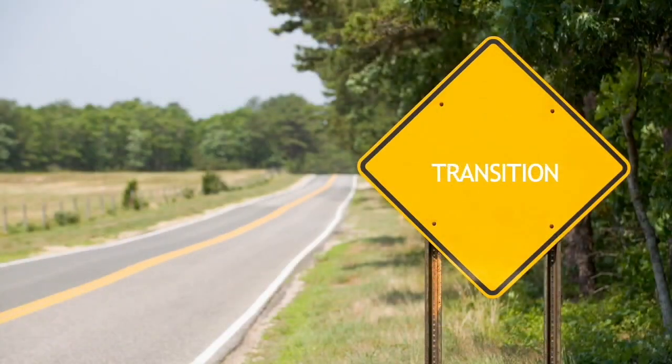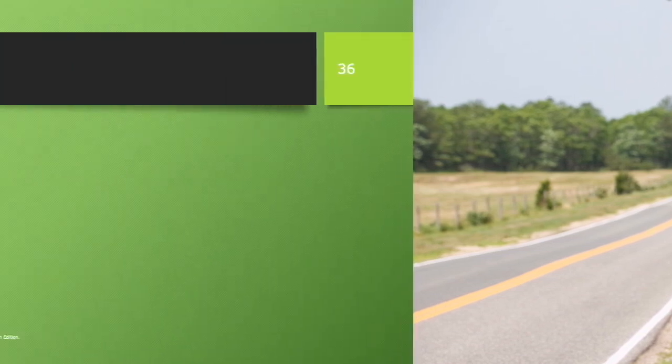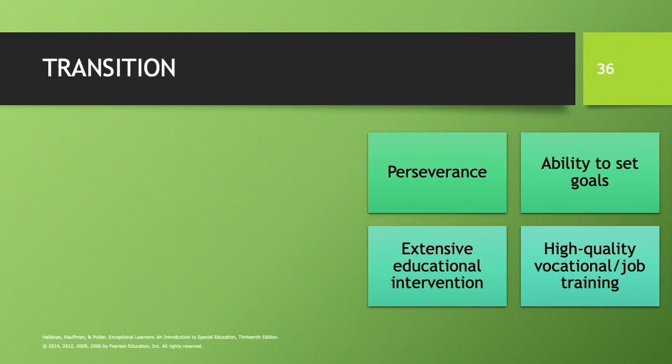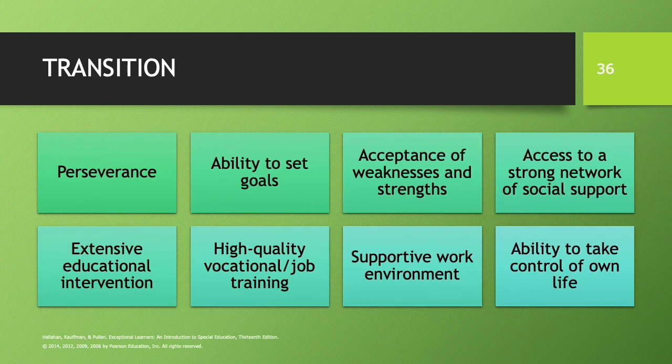Transitions. We want to make sure children with learning disabilities are able to transition from elementary school to middle school, from middle school to high school, and from high school to beyond. So we will be sure to build up their personal perseverance, their ability to set goals, acceptance of weakness and strengths, access to a strong network of social support, extensive educational intervention, high quality vocational job training, supportive work environments, and the ability to take control over their own life.